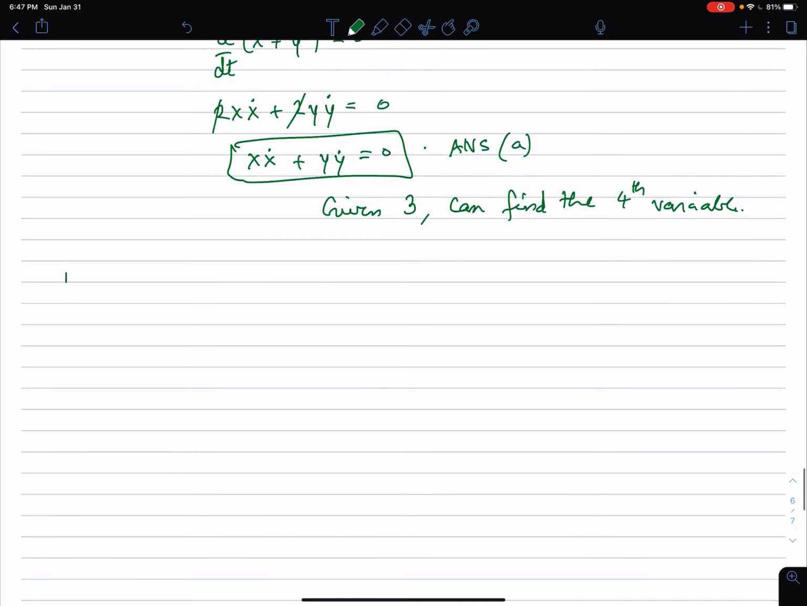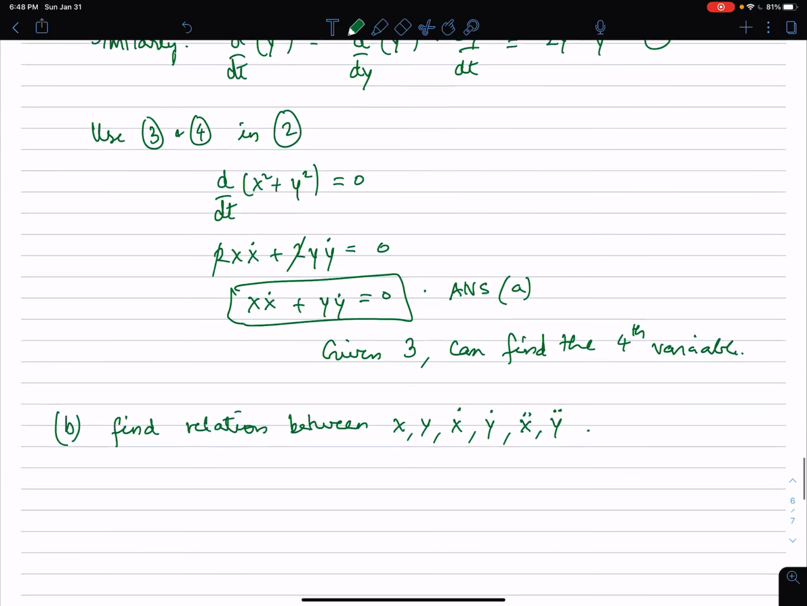And then part B asks: find the relation between x, y, x dot, y dot, and most of all x double dot, y double dot. How do we do this? Well, first of all, let's call this equation number 5.